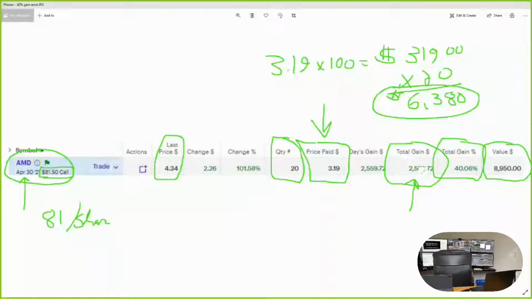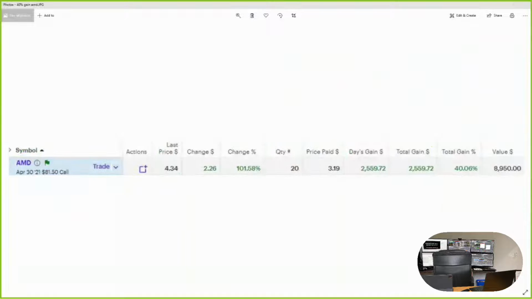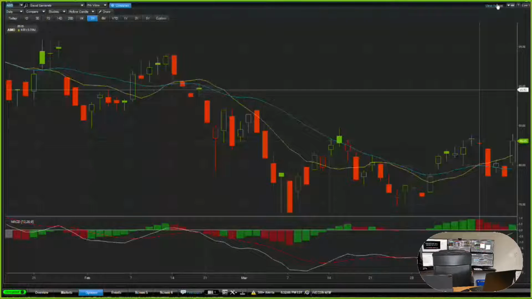So we made $2,559.72, and we still have until April 30th until our expiration. And guess what's coming up with AMD that's going to push this even higher here? I'm going to share with you guys right now so you can see that. So that's how we grow a small account, a large account, by finding these breakout stocks.